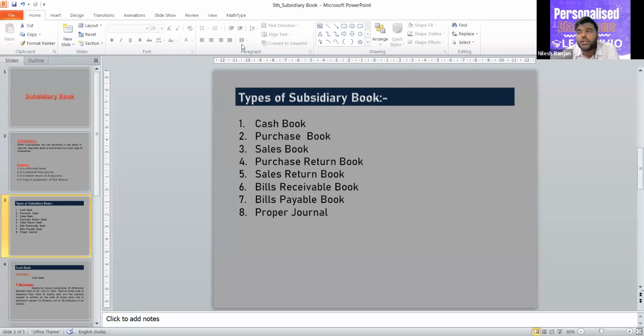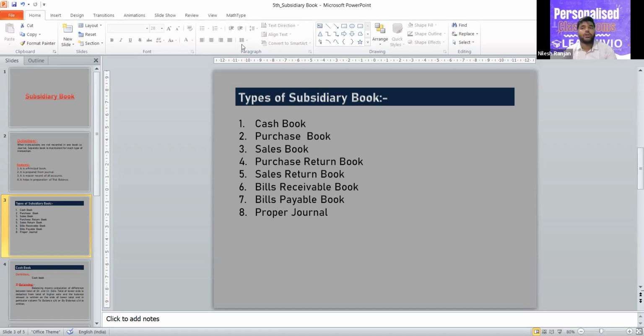Whatever the transaction is, if it is in cash, it will go to the cash book, like purchase of goods for cash, sale of goods for cash, expenses paid in cash, income received, introduction of capital, or payment to creditors and receipt from debtors. All these transactions will be written in the cash book only.